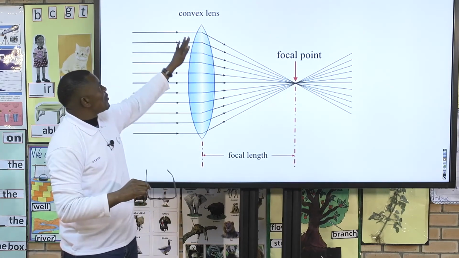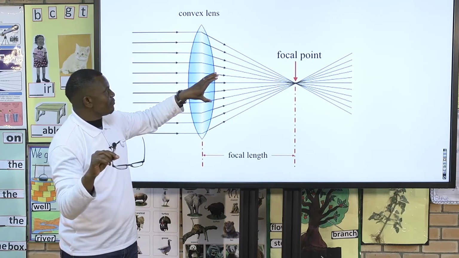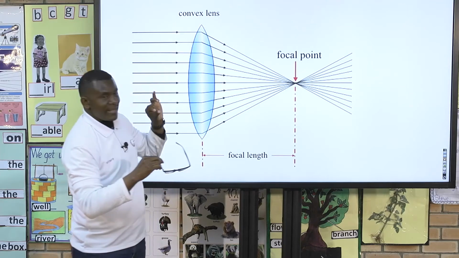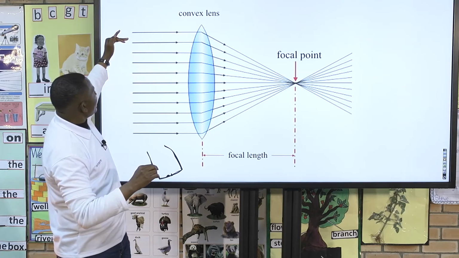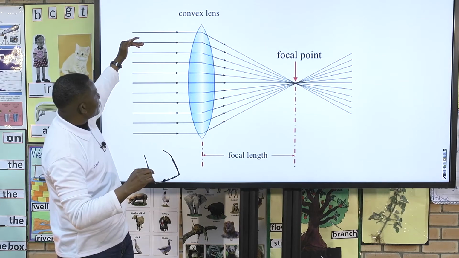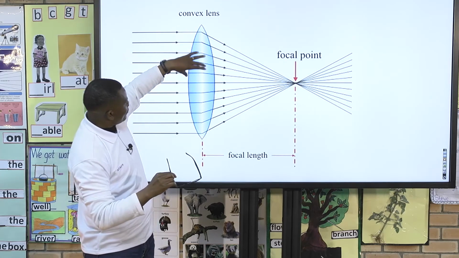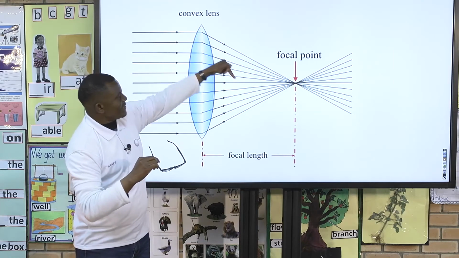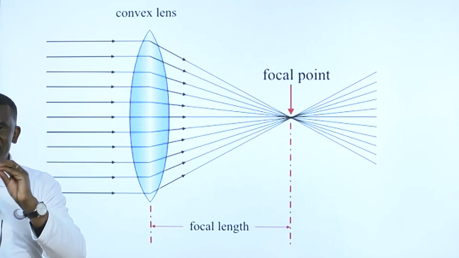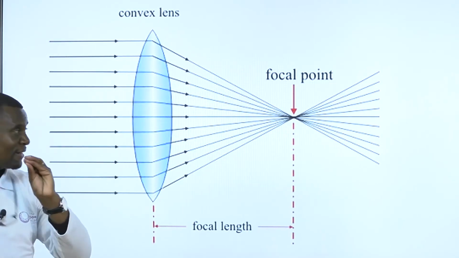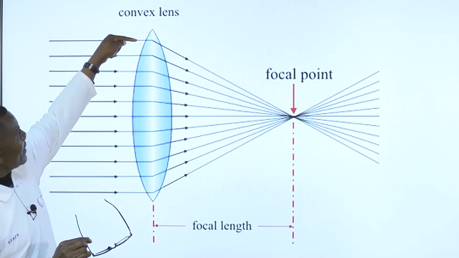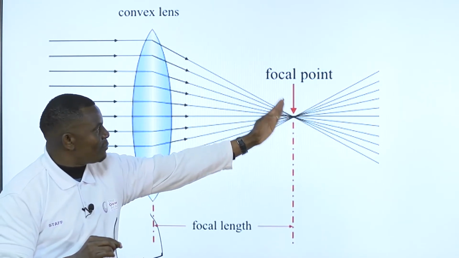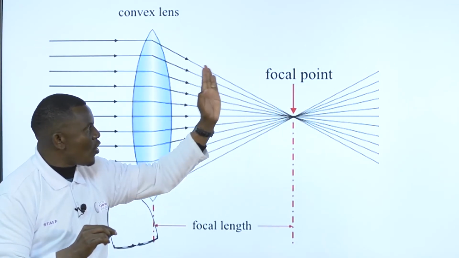This is an example of a convex lens. It is thick in the middle and thin at the end there. So when light is coming from the source, when it enters into a lens like this, it bends. Remember, we are talking about refraction. It is the bending of light. So light comes, then it bends. As it is coming, it bends, and it forms what we call a focal point.